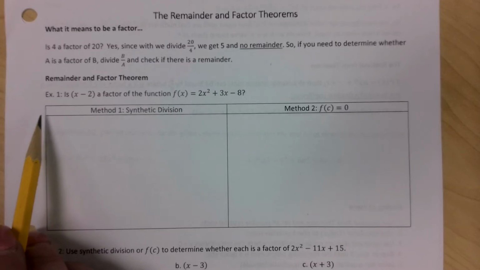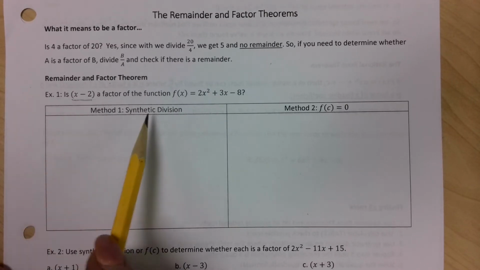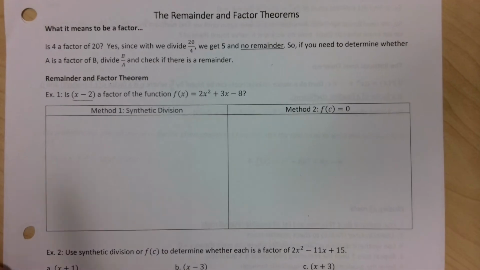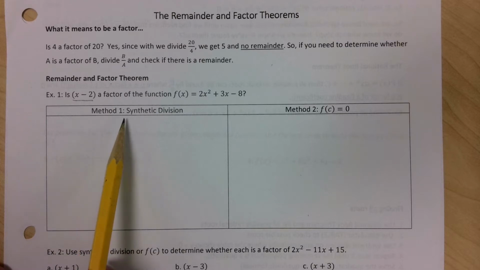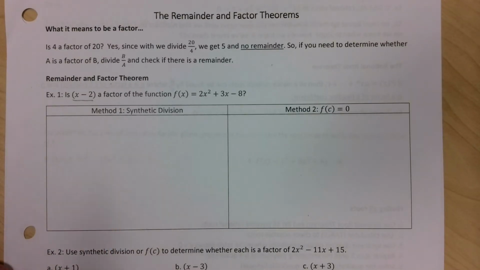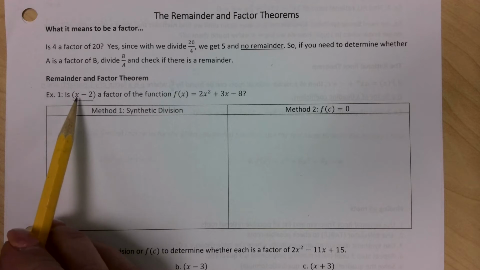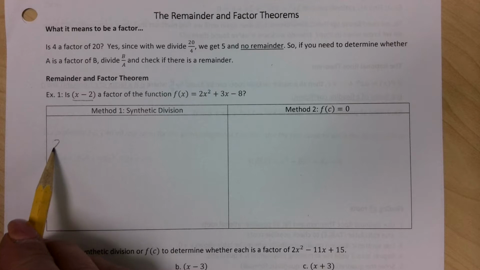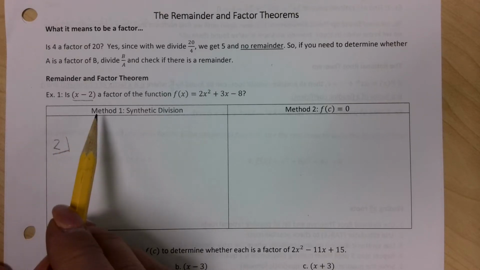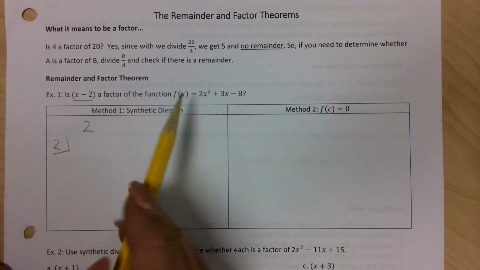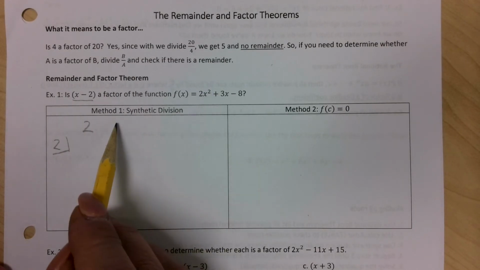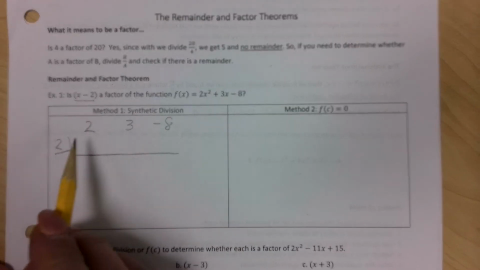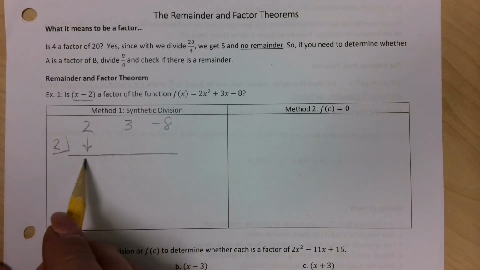So, the first example was asking, is x minus 2 a factor of this polynomial? There are two methods we can use. The first is synthetic division. In synthetic division, if x minus 2 is a solution, we're going to plug in 2 into our synthetic division. We put our coefficients across the top, 2, 3, -8, draw a line, and bring down the first coefficient, 2.